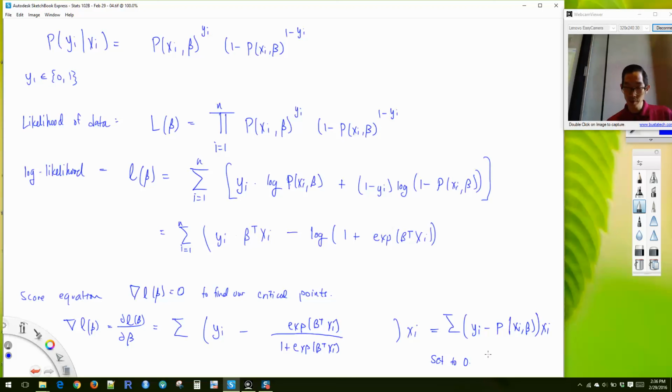And then we set this equal to 0. Let me fix my summation sign. Okay, and so that's our gradient, and then we will solve for the Hessian. So we'll copy this over.